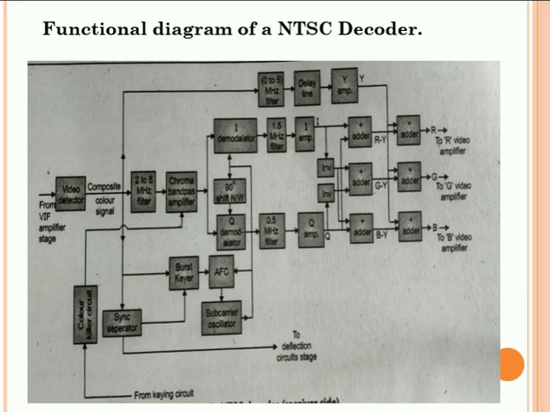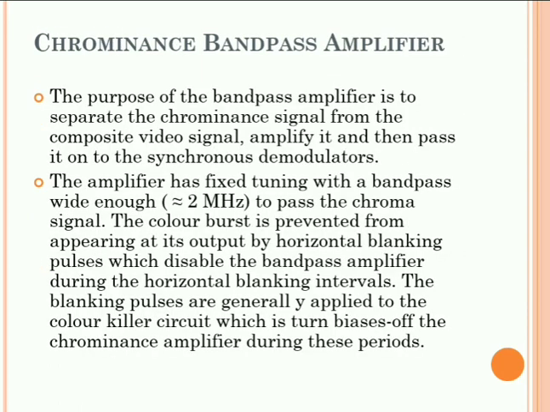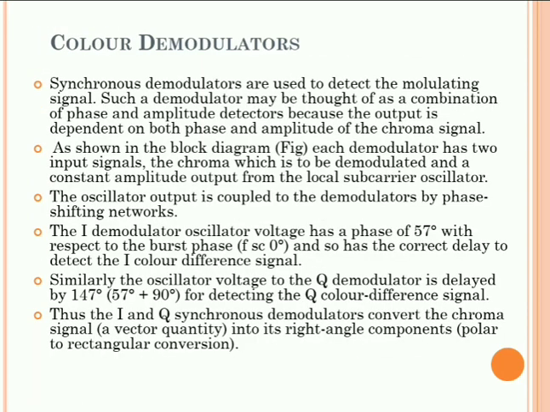This is after the chrominance bandpass filter we are having I demodulator. After that we are having 90-degree shift, and after that there is a Q demodulator. What is the use of these two demodulators? Now we will see color demodulators.